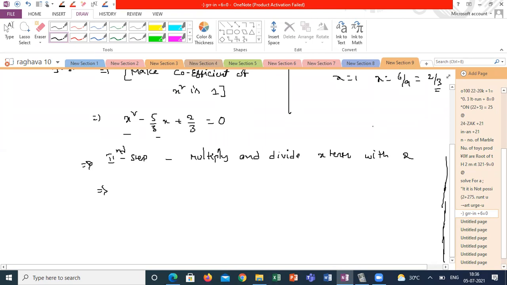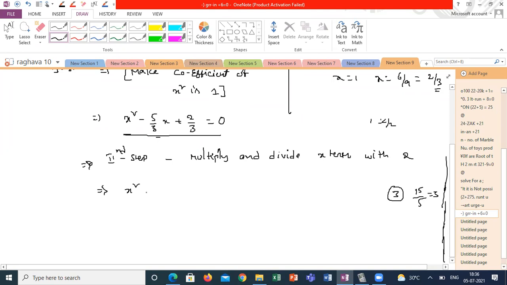By multiplying and dividing, 1 can be written as 2 by 2. That means I am multiplying and dividing with 2, which is multiplying by 1. If I am having a number 3, and I multiply and divide with 5, that means 15 by 5, that is equal to 3 only. So I am not changing the value, but I am changing how the expression looks.